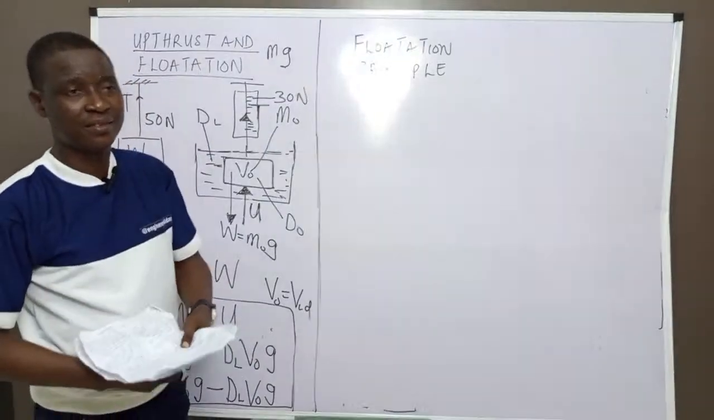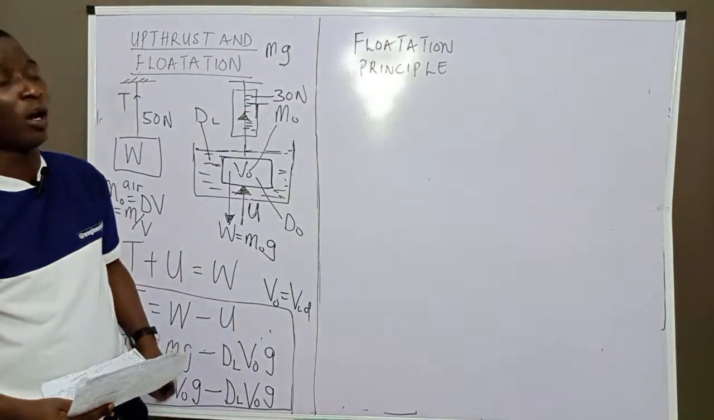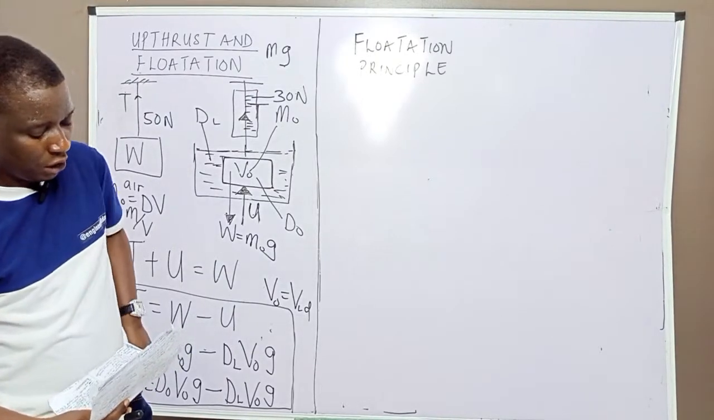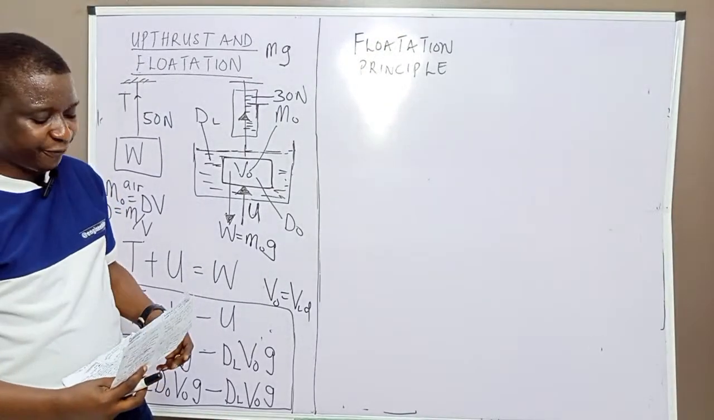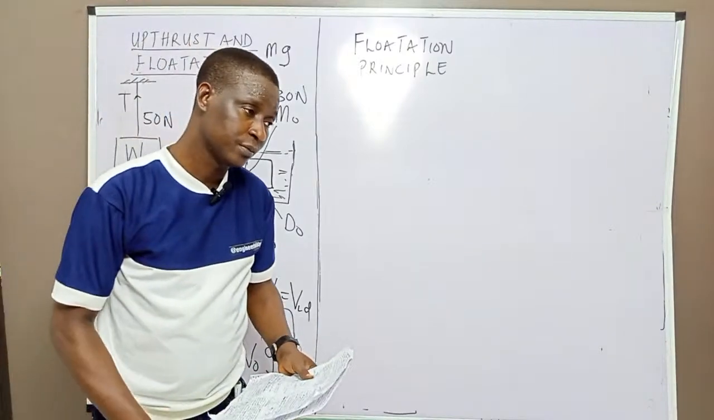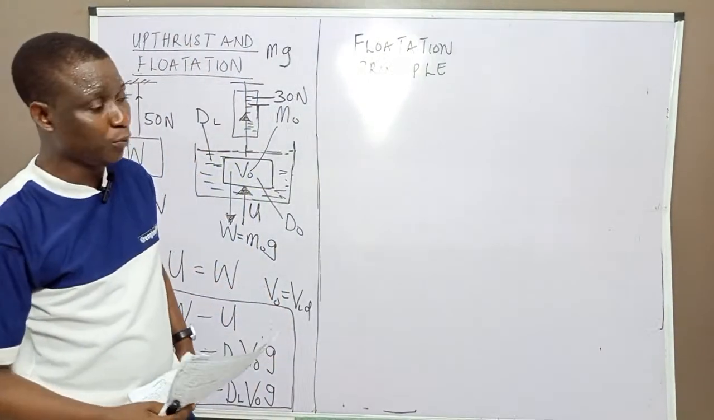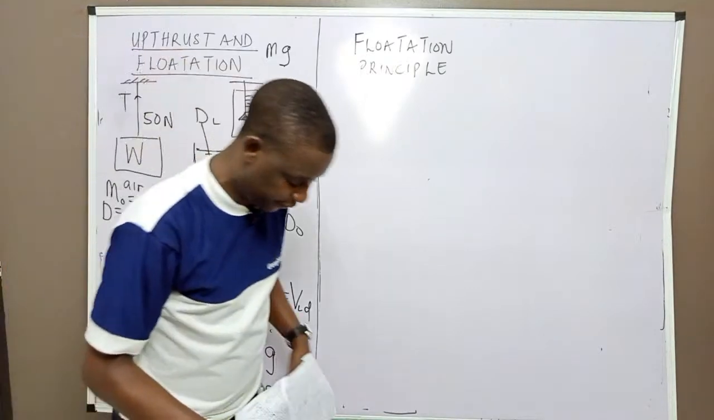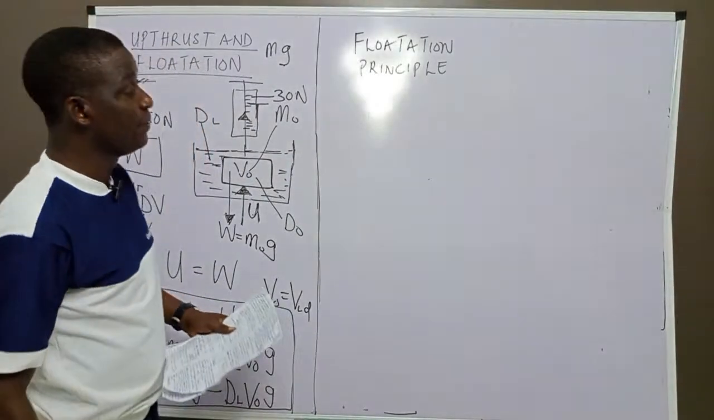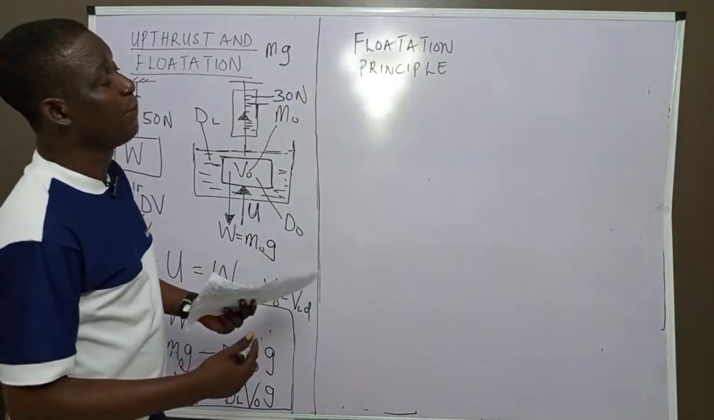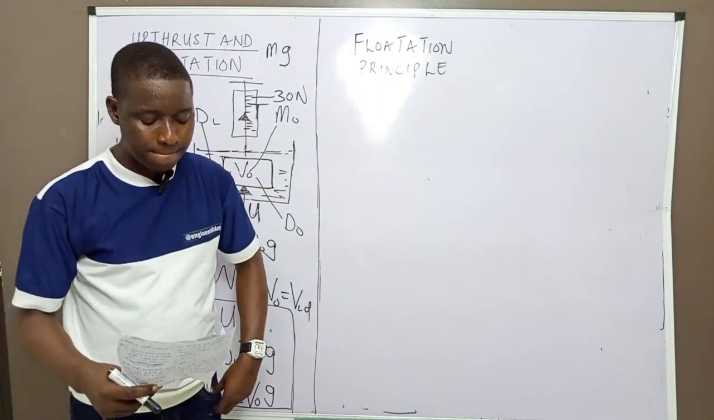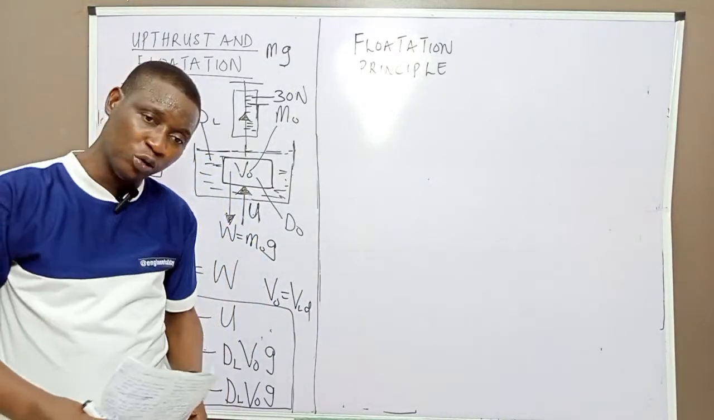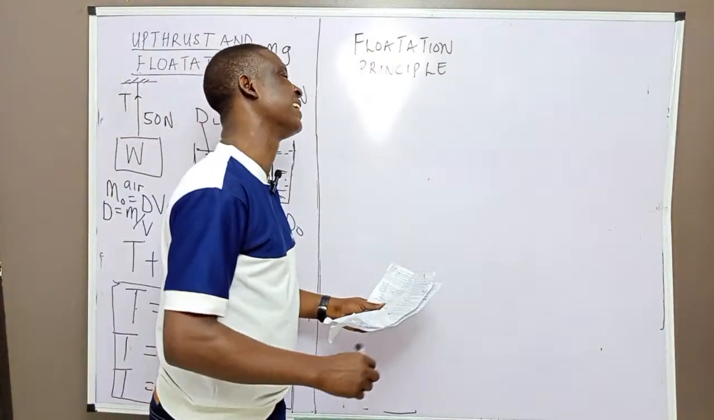It states that a floating body displaces its own weight of the fluid in which it floats. So that means a body can only float in water because it displaces its own weight of the fluid in which it floats. What is that saying?